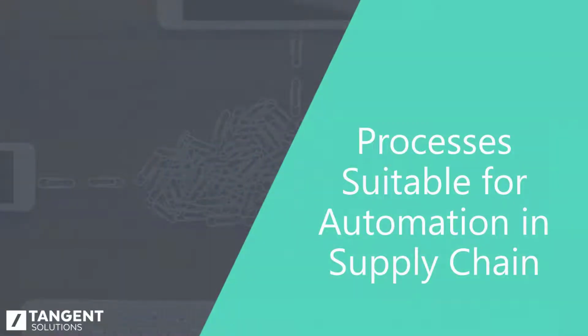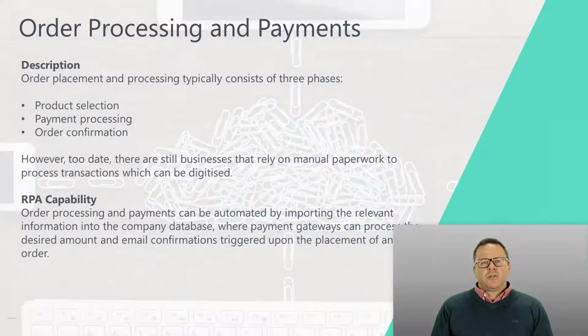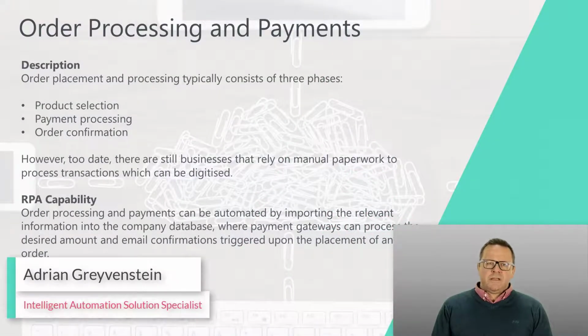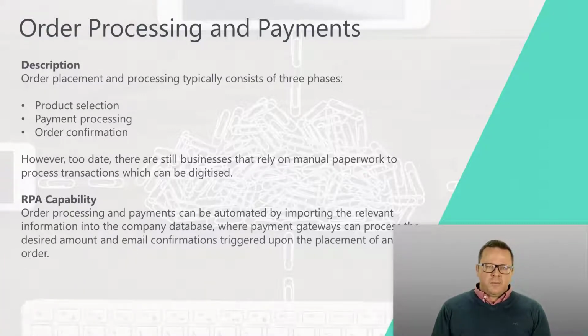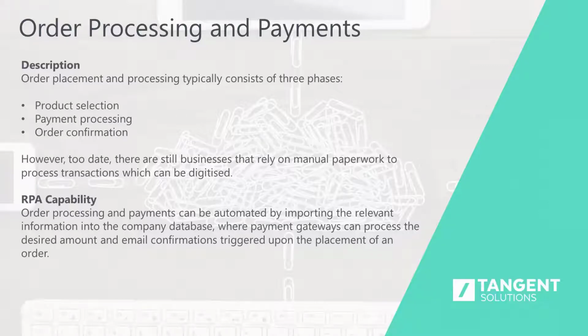Now, let's look at processes suitable for automation in supply chain. Purchase order placement and processing typically consist of three phases: product selection, payment processing, order confirmation. However, to date, there are still businesses that rely on manual paperwork to process transactions which can be digitized. Now, RPA has the capability to assist in this process.